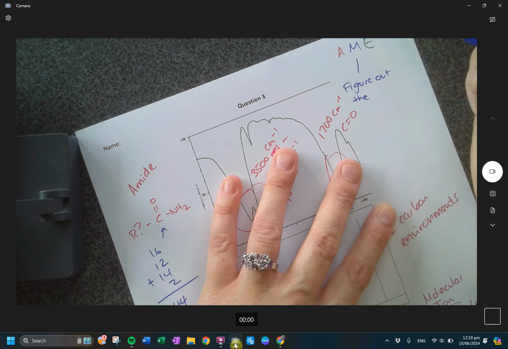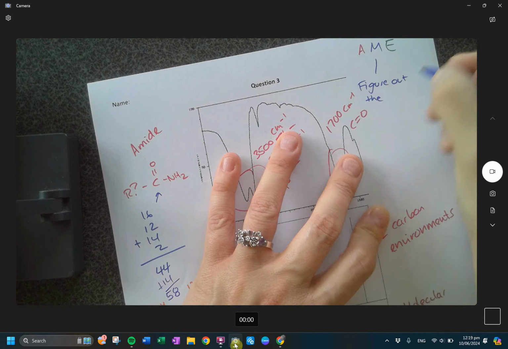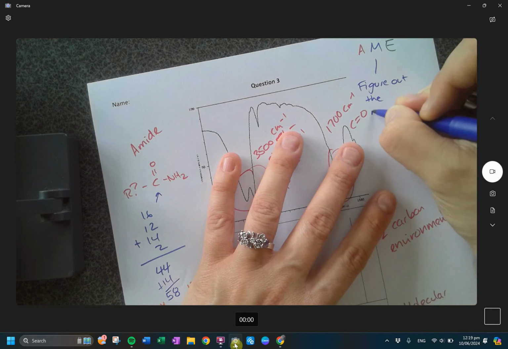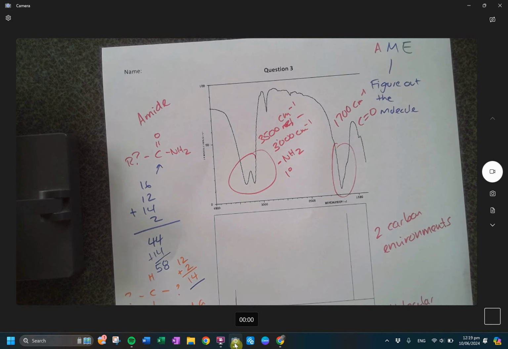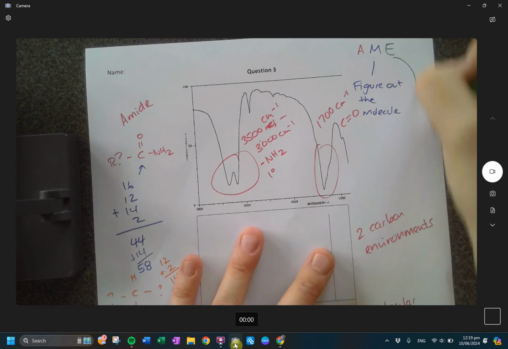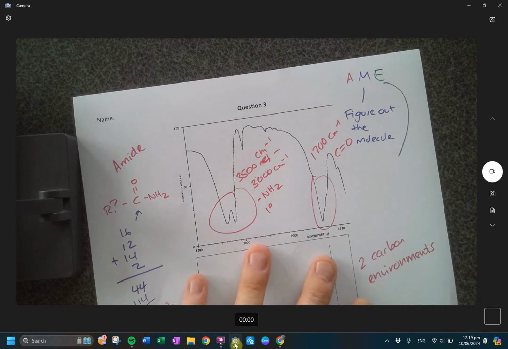Well, this is the build-up from ion identification. So ion identification was 2.2. This is 2.3. All right? So figure out the molecule is the merit, and then the excellence for this one is figure out what it is not. So further justify your answer by showing what it's not.